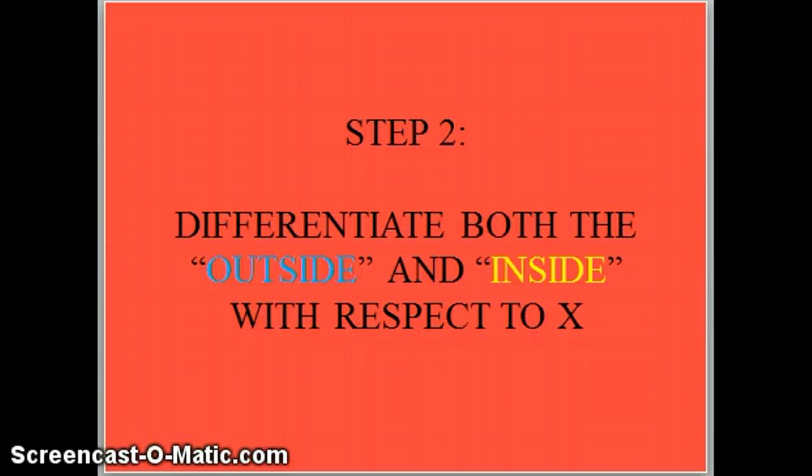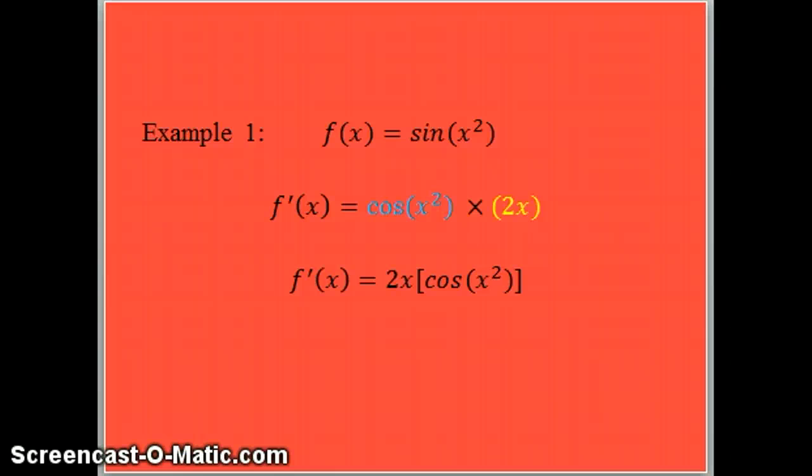Differentiate the outside and inside of the function with respect to x. Back to example 1. The derivative of the outside is cosine. But you must remember now what we said about the Russian dolls. If a function is wrapped up in a bigger function, you can't touch it until the bigger function is fully evaluated. So, in this case, we take the cosine of x squared. Now, since we have fully differentiated the outside of the function, we can multiply it by the derivative of the inside function.